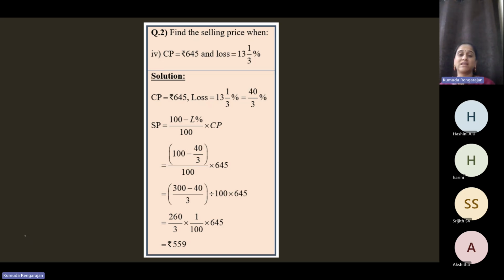Supposing the denominator was like 8. 8 is 2 into 2 into 2, terminating decimal. Supposing it was 15. 15 is 3 into 5, non-terminating. Because factors of the denominator should be 2 or 5 or both 2 and 5. Nothing other than that. But you should first put the fraction in the simplest form.